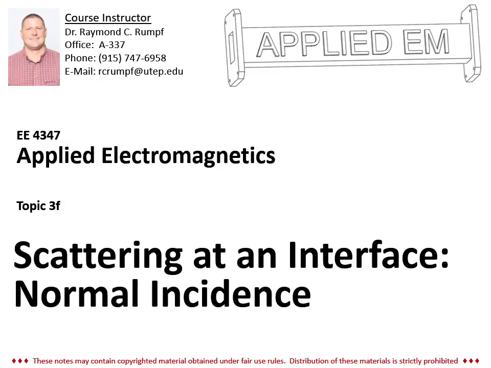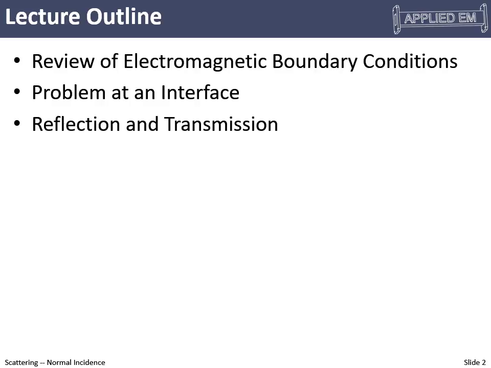Scattering at an interface, normal incidence. We are finally going to move away from waves being inside of a homogeneous medium, and we're going to look at the case where there's two media butted against each other at an infinitely flat interface. And we're going to ask ourselves what happens when a wave hits that interface going from one material to another.